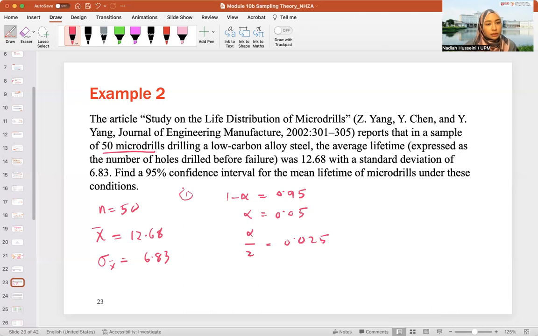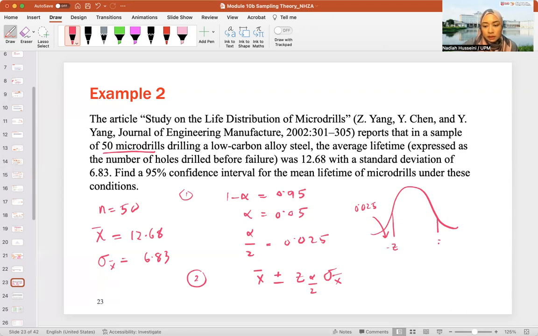Find for the mean lifetime of microdrills under these conditions. This is our first step, we did it. Second step, write our definition for the confidence interval. So mean plus minus Z alpha over 2 and our sample standard deviation of that. So our alpha over 2 is 0.025. Sorry, this is our CDF. So I can pick it from here. This is 0.025.